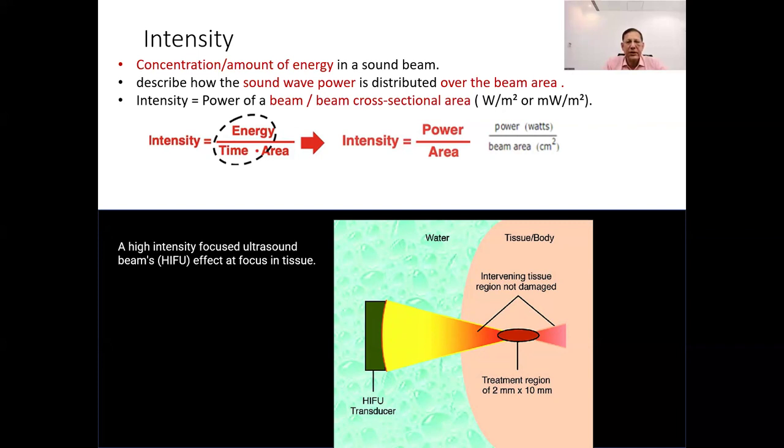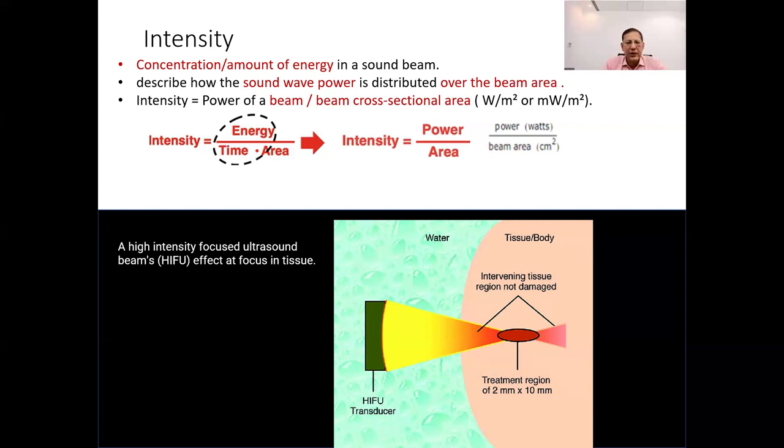In ultrasound imaging, intensity, like power and amplitude, plays a crucial role in determining the strength of the sound waves and the brightness of the echoes produced. It's like adjusting the volume of a speaker. Higher intensity means stronger waves and brighter echoes. Intensity can vary depending on the type of ultrasound technique used.